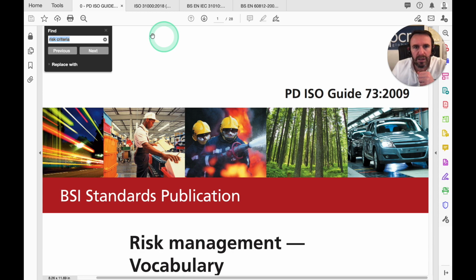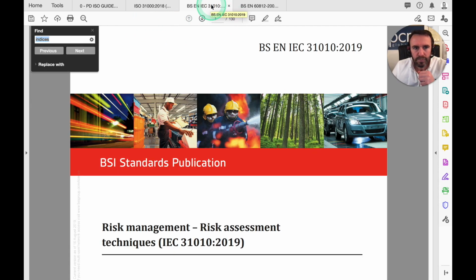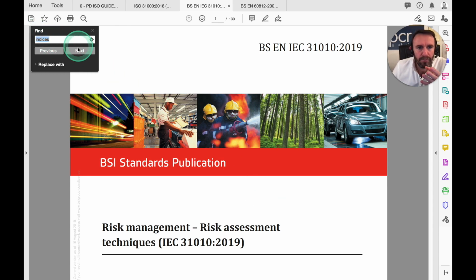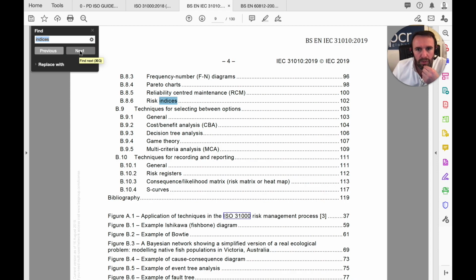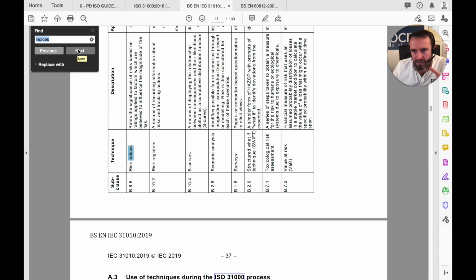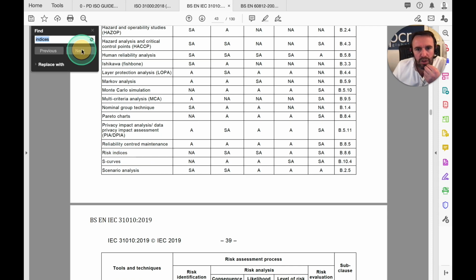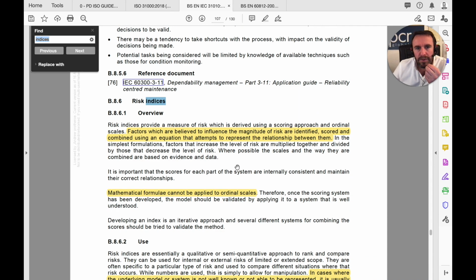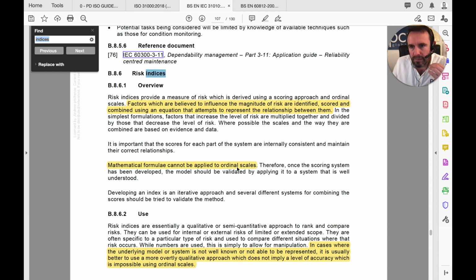If we look at 31010. So if we look at risk management, risk assessment techniques, IEC 31010, 2019. If we look for risk indices, which is indexes, let's have a look through here. It's mentioned in a number of areas. This document does give reference to FMEA and FMECA as well. But what does it actually say about it, which is so important? So here we have a discussion. It's documented with the issues.